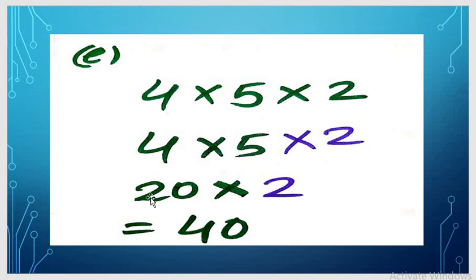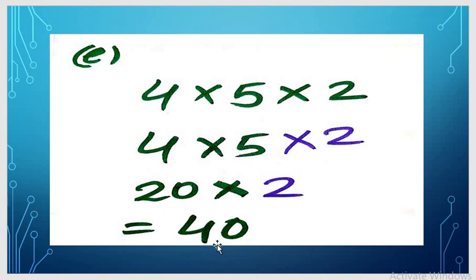20 2s are, okay, 2 2s are 4, and 0 as it is. See here, 2 2s are 4, this 2 and this 2, and we put the 0. So 20 2s are 40. Got my point, all students? I hope you all understood.